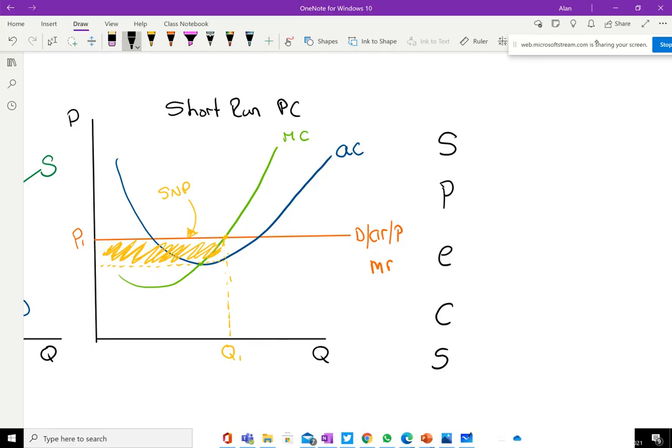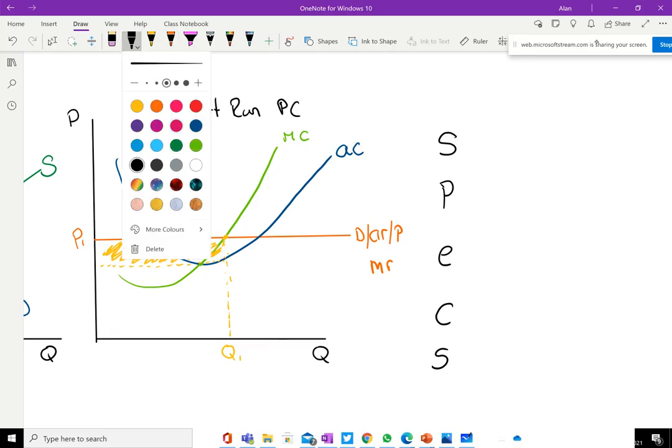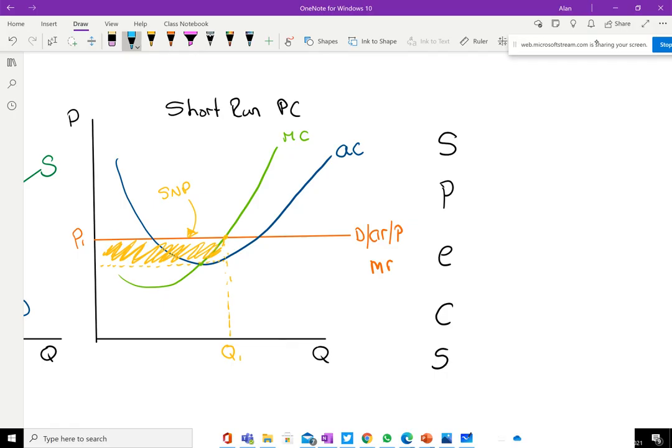And S stands for supernormal profits. So all we have to say here, let's just change the color just so we have it, is supernormal profits, or SNP, is being made. Why is it being made? Because our average revenue, which is here, is greater than our average costs. Average revenue, AR, is greater than our average costs.